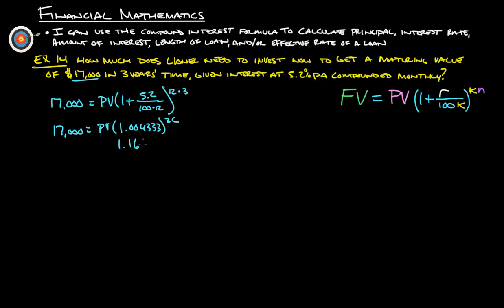1.1684, and there's a 3 in there. Equal, that's the present value, times that equals 17,000. To figure out the present value, we just need to get rid of this 1.16843, right? So divide 17,000 by 1.16843, and that tells us that we would need to invest back originally.